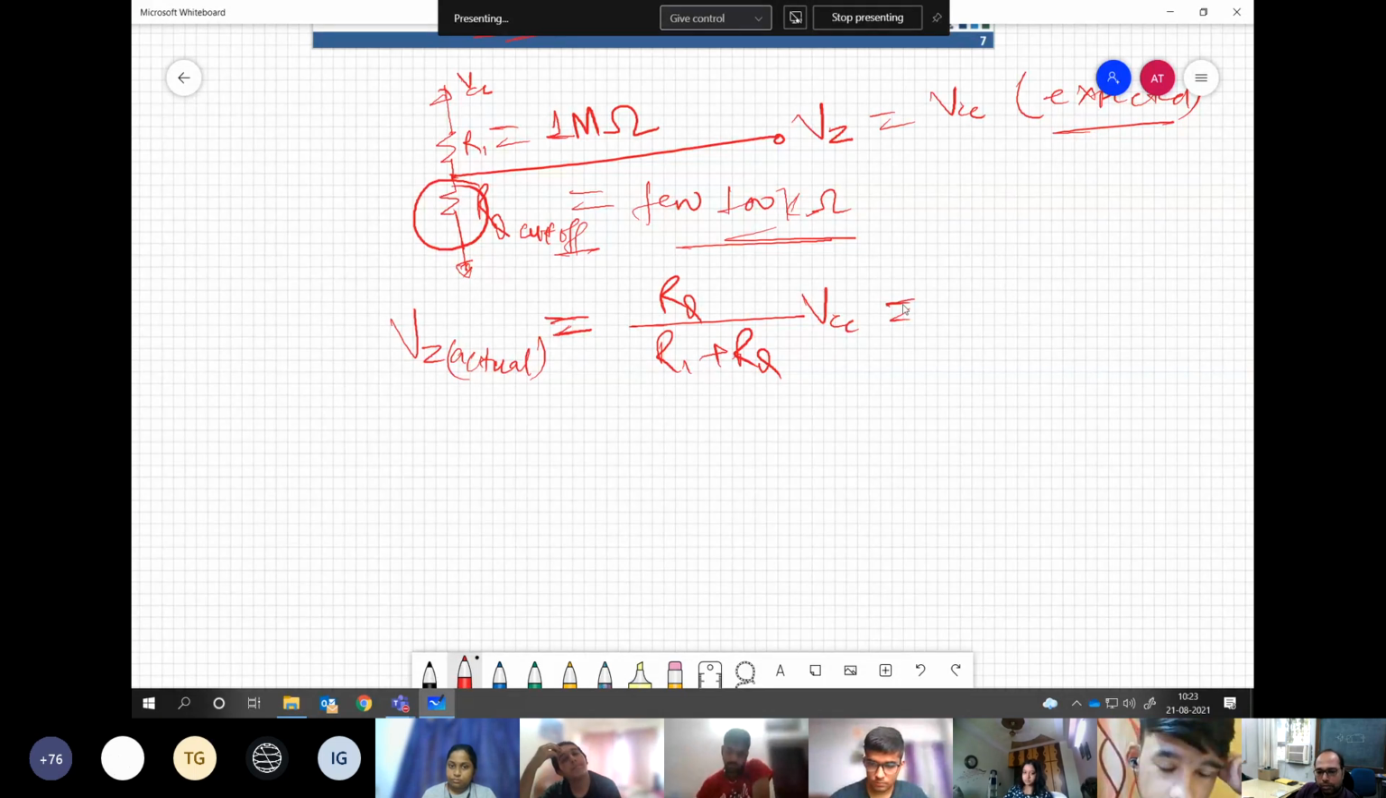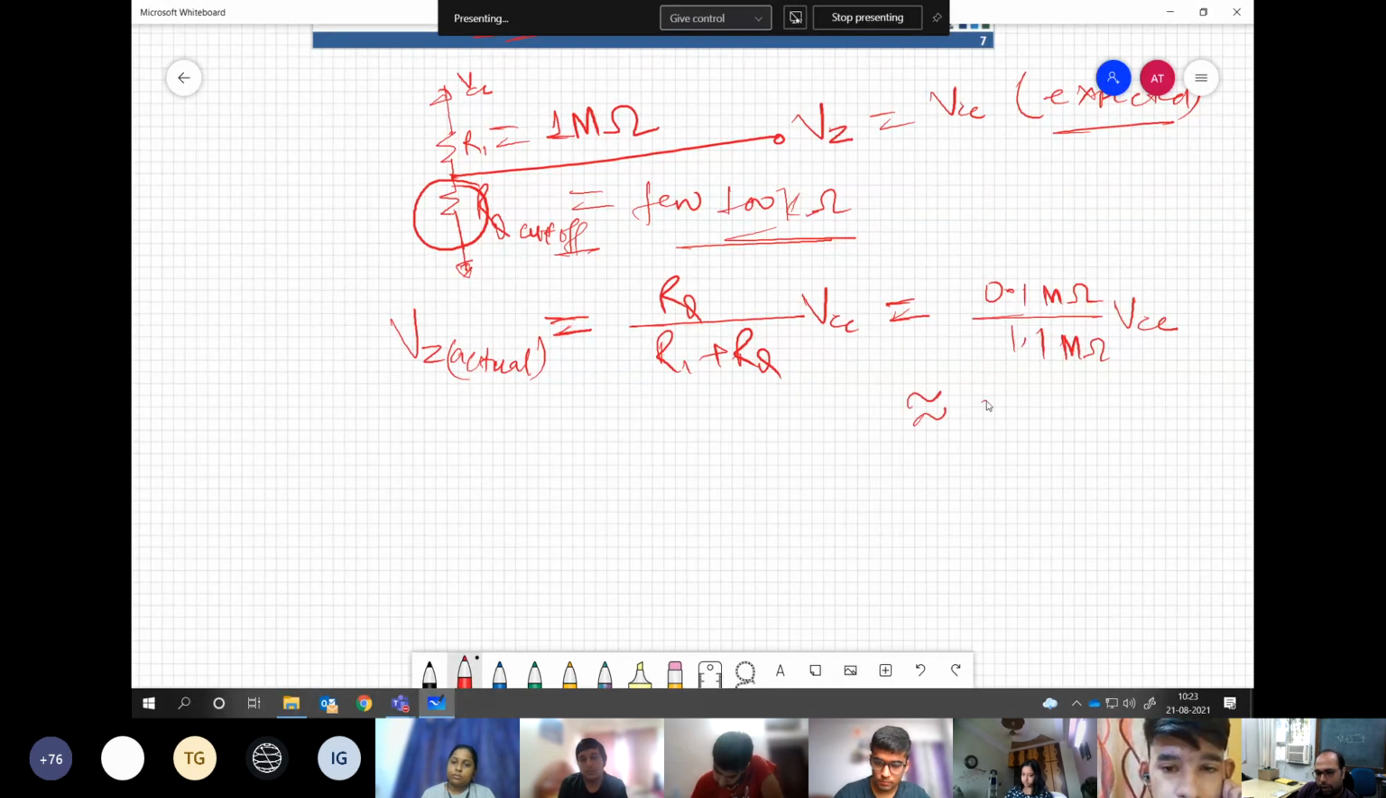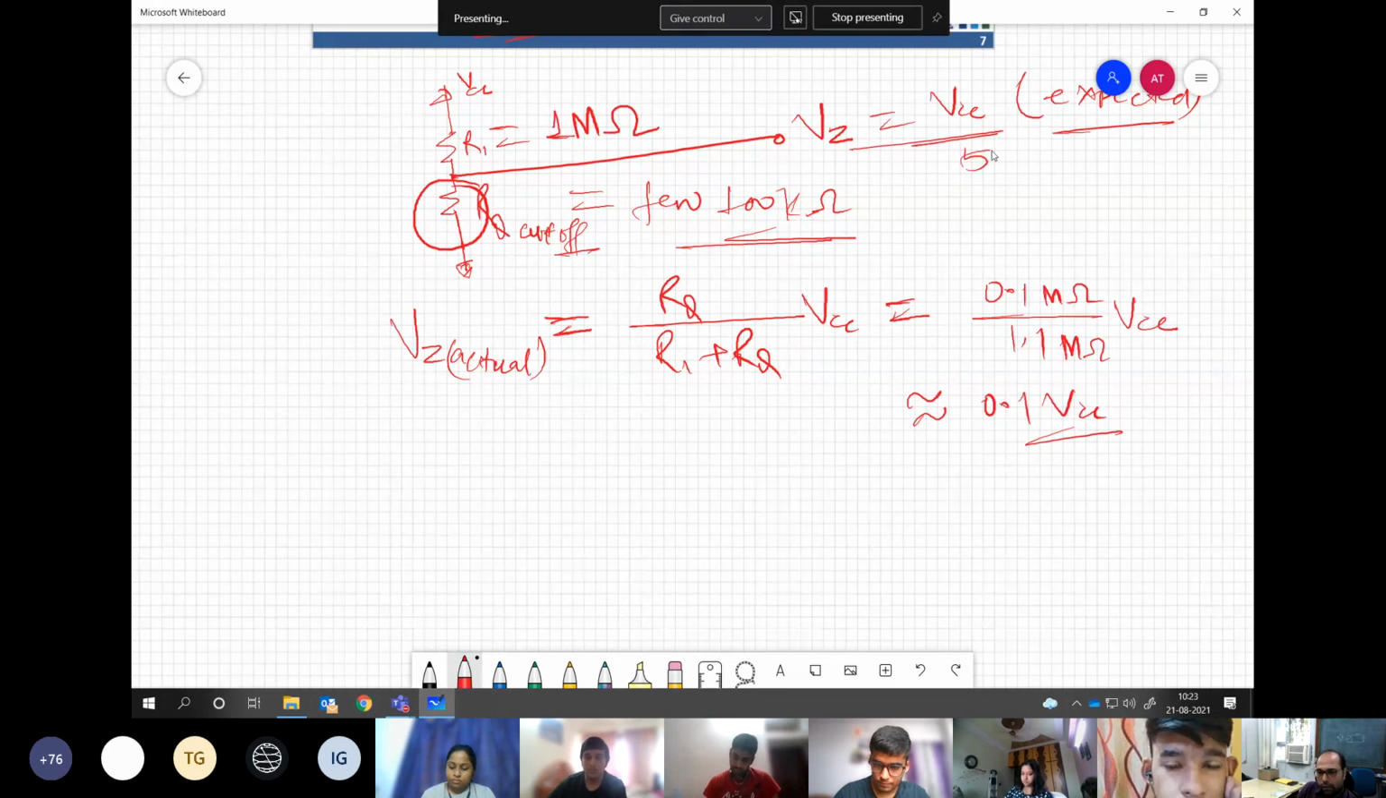So now, how much is this? 100 kilo ohm, or better to write in this manner, 0.1 mega ohm divided by 1.1 mega ohm, and this times VCC. Now you can see this is roughly 0.1 VCC. So you are expecting 5 volts over here, whereas how much you will get over here? 0.5 volt.